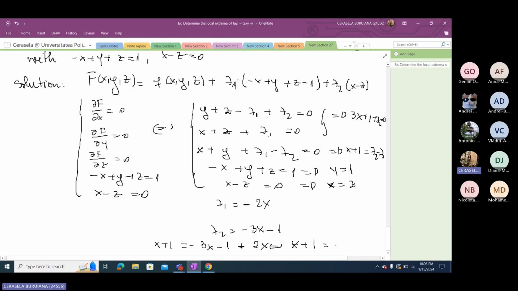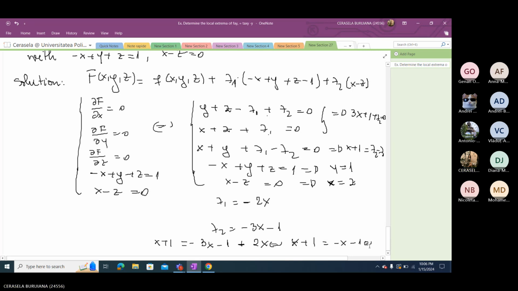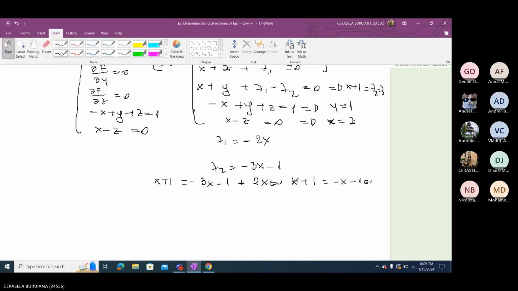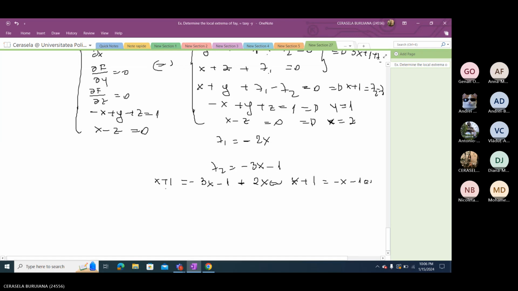So from here, what I get is equivalent to the fact that x plus 1 equals minus x minus 1, if I see well. So 2x equals minus 2, so x is minus 1. Okay, I got x equals minus 1. It follows immediately that z equals minus 1, and y I already know is 1.